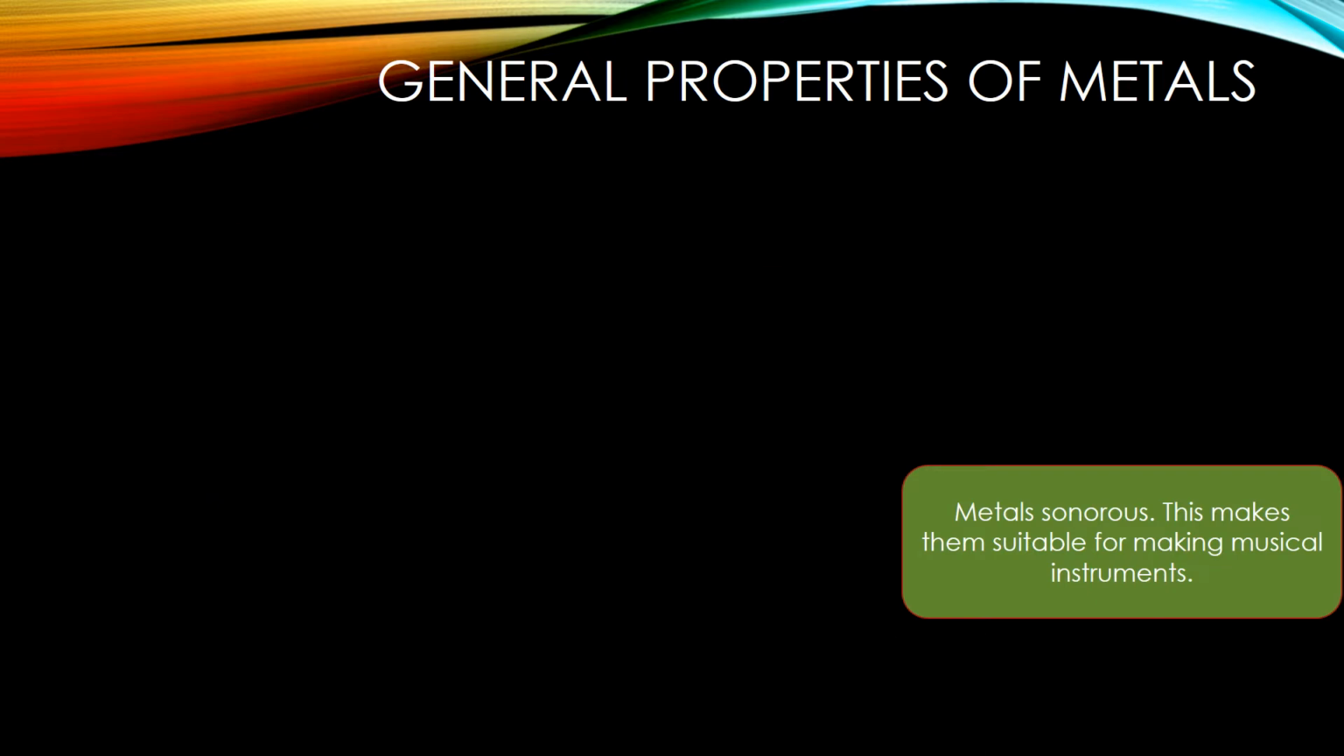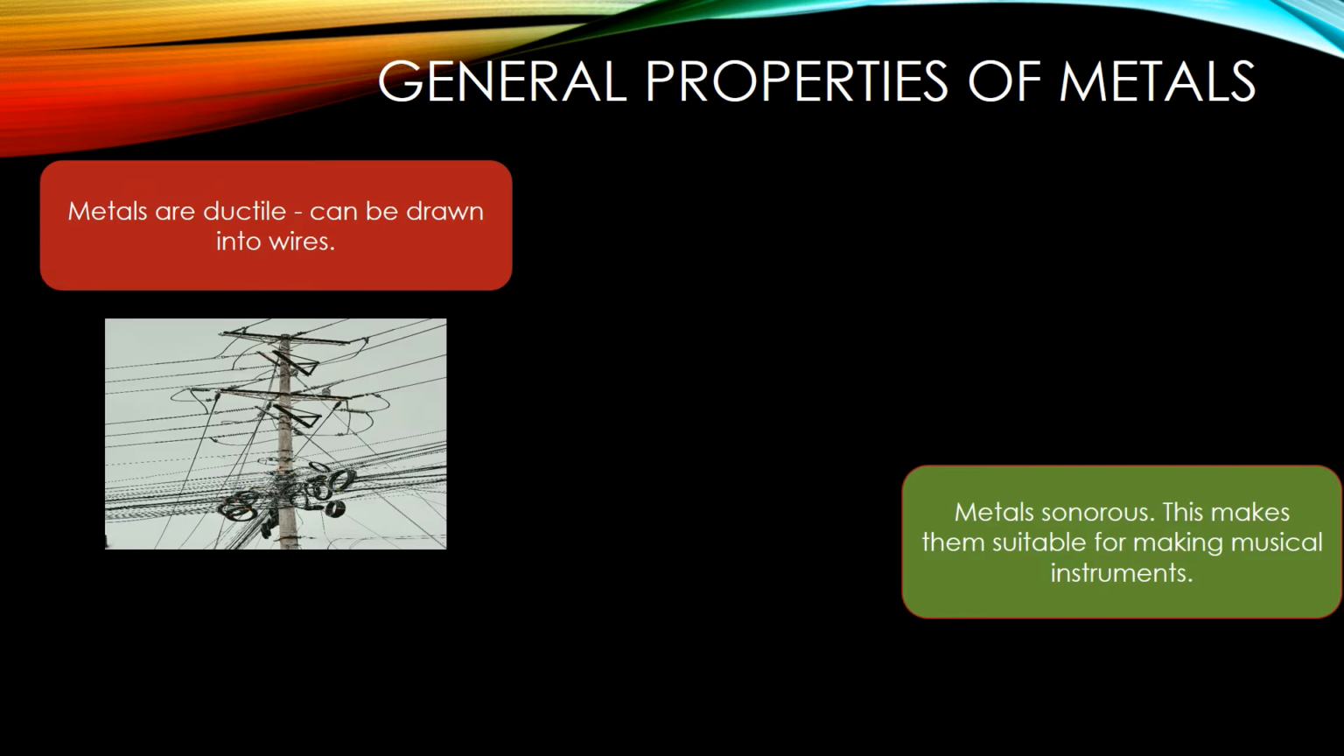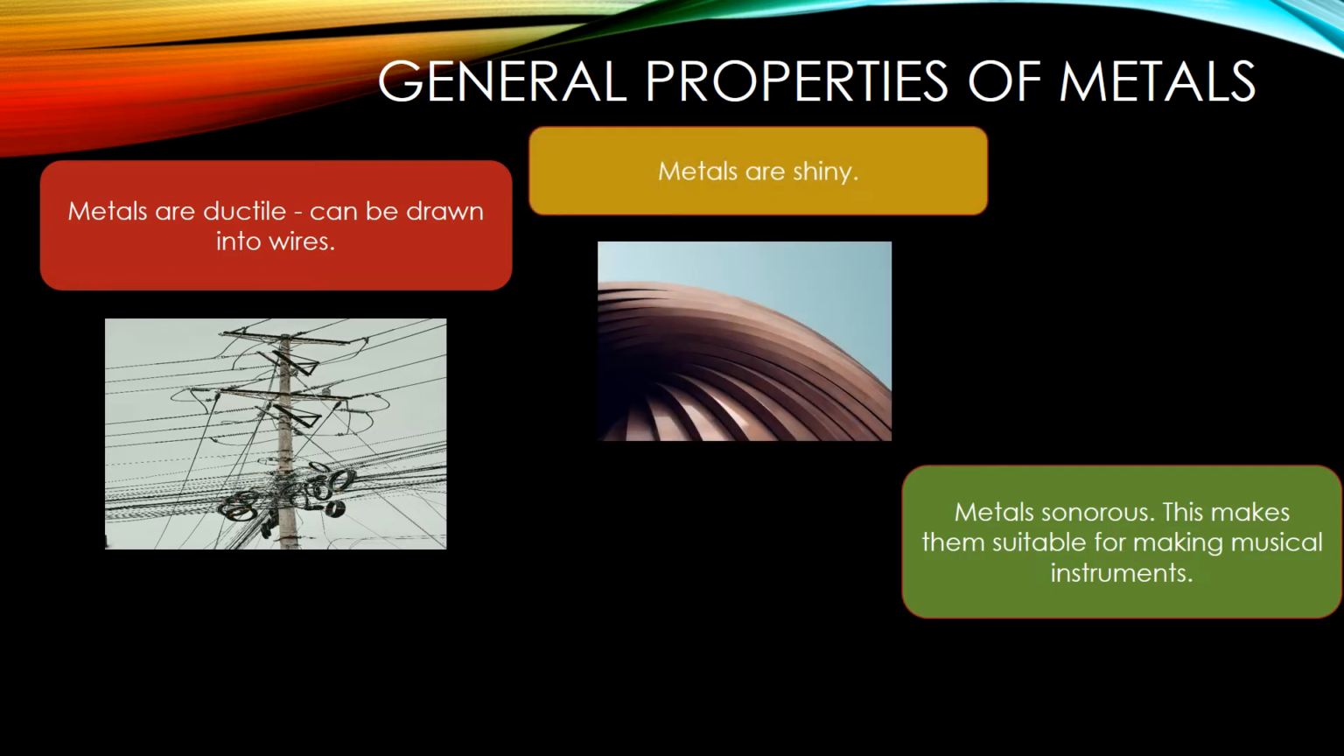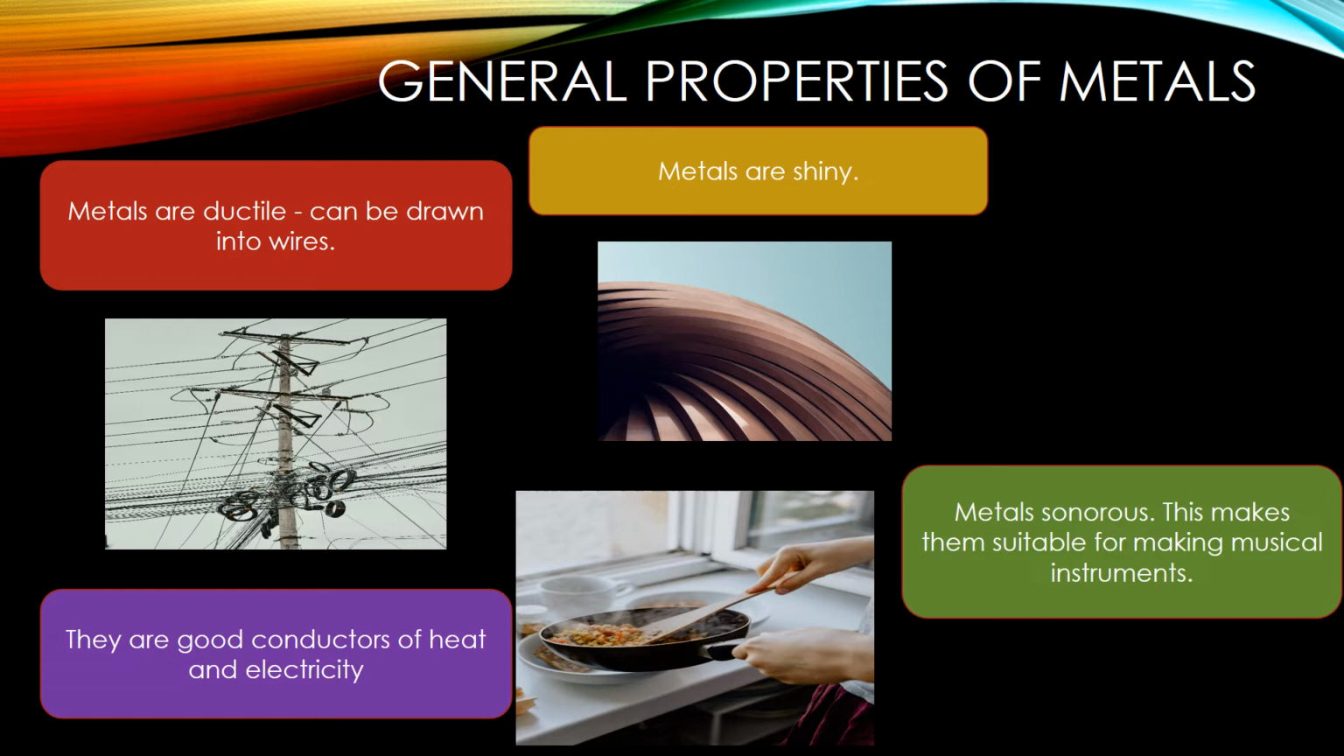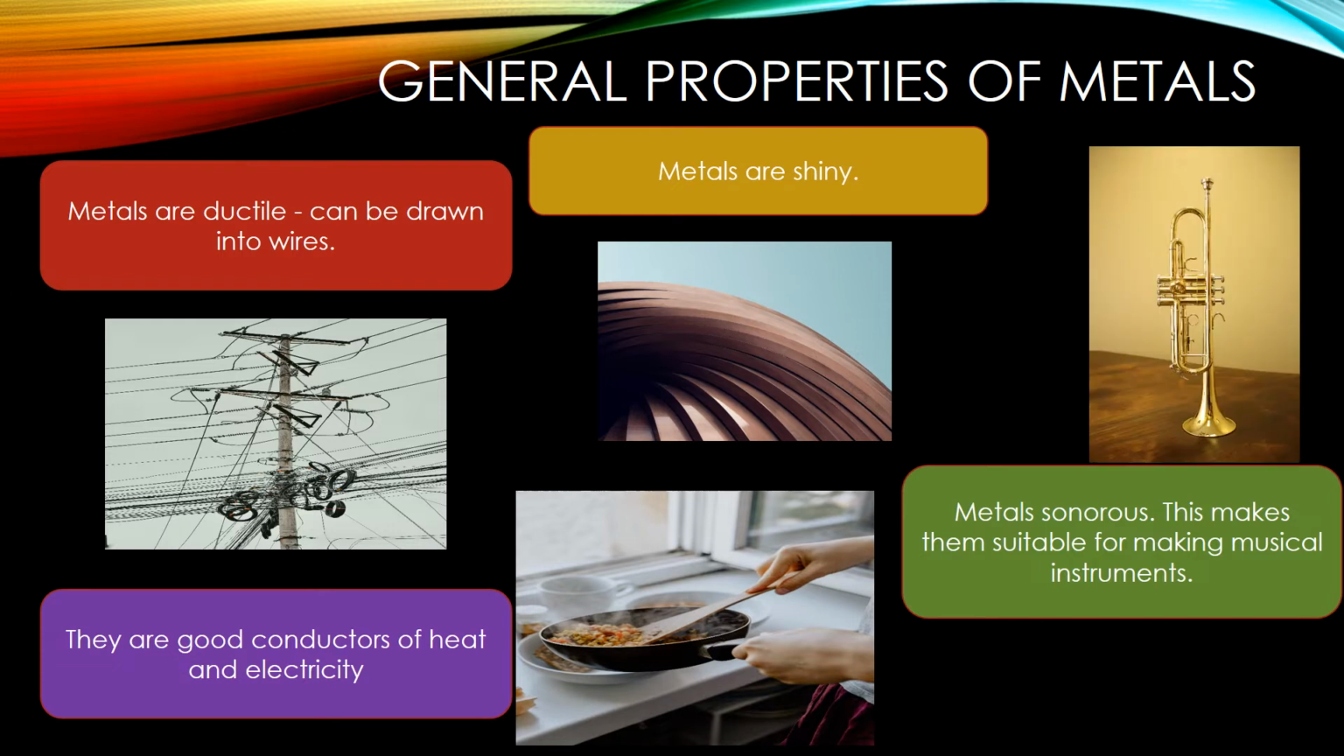Metals are sonorous, and because they give out a ringing sound, they are used in making musical instruments. Metals are ductile and can be drawn into wires. They are shiny and very good conductors of heat and electricity.